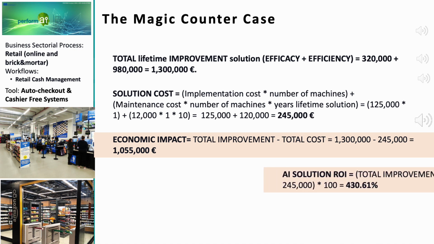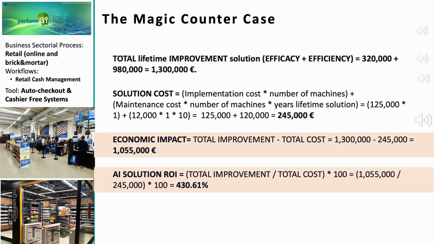Economic impact solution ROI equals total improvement divided by total cost, multiplied per 100 equals 1,055,000 divided by 245,000, multiplied per 100 equals 430.61%.